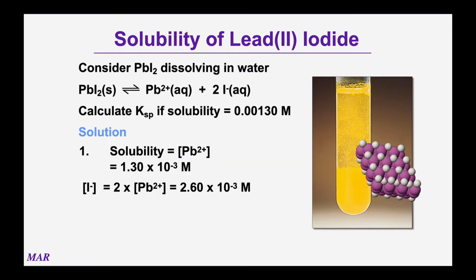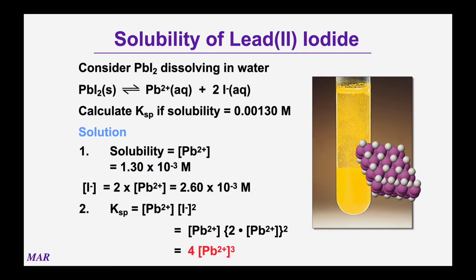There's a couple ways you can go from here. We want to find the Ksp. One way you could do it is plug the lead value in, this number, and multiply it by the iodide squared. Remember, this is an equilibrium expression, products divided by reactants. No reactants, because our only reactant is a solid, but we do square the iodide because of the stoichiometry of 2. So you could take 1.30 times 10 to the minus 3, the Pb2+, and multiply it by 2.60 times 10 to the minus 3 squared, and that would be fantastic.